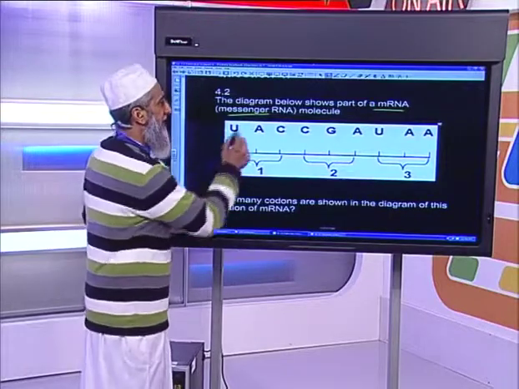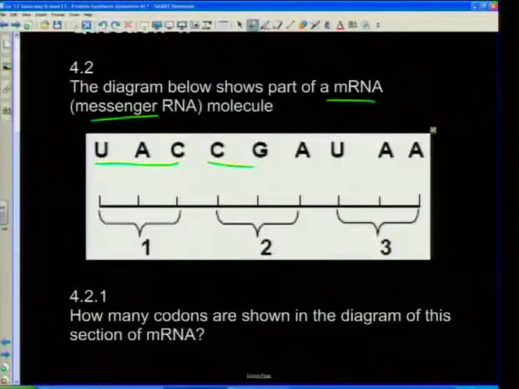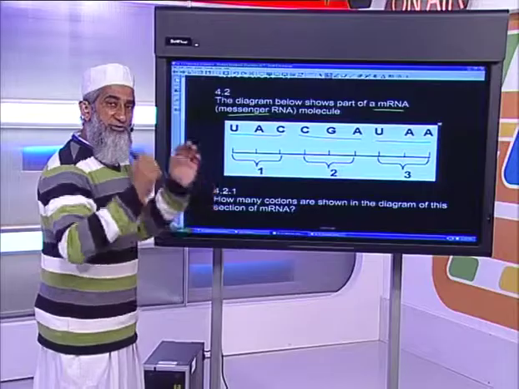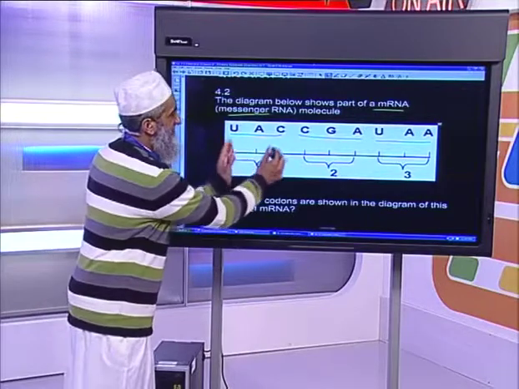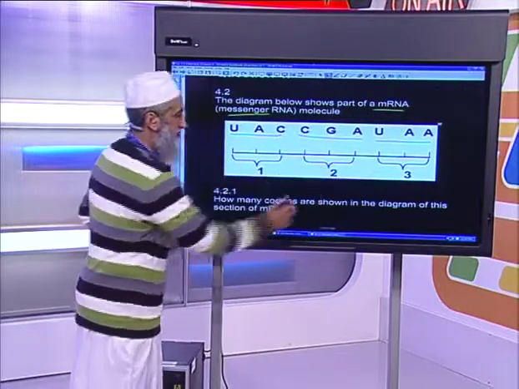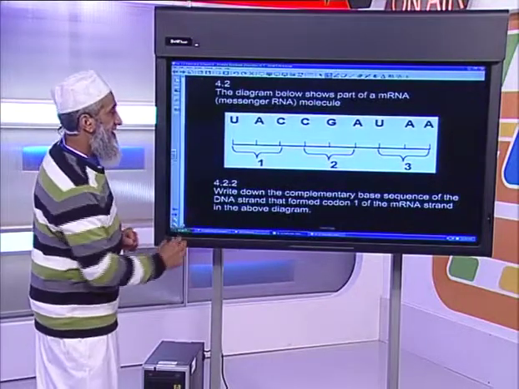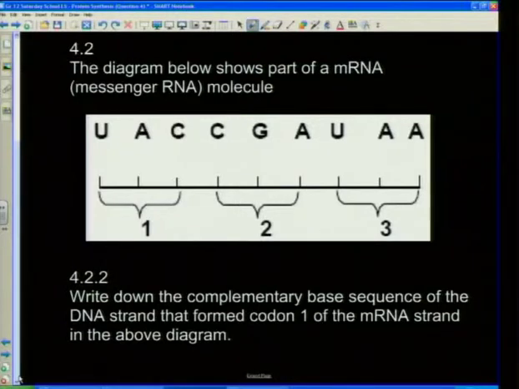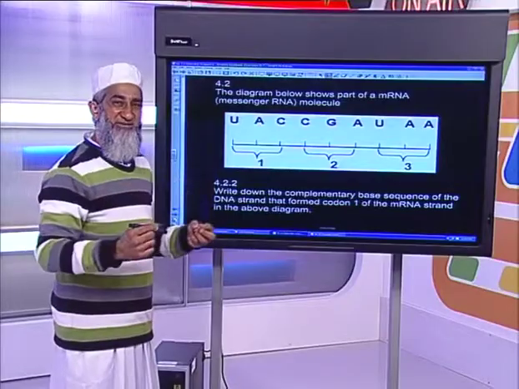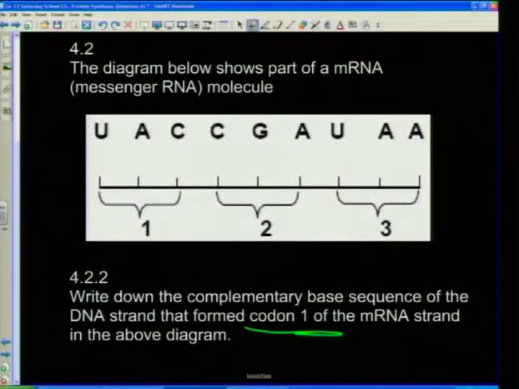Remember, the codons are made up of 3 nitrogenous bases, 3 nitrogenous base triplets. Keep that in your mind. Base triplets all the time. They'll always be in 3s. And every 3 is 1. And they've also indicated that for you in this diagram. Carrying on with this question. Write down the complementary base sequence of the DNA strand that formed codon 1 of the messenger RNA. And again, instructions, guys. They're asking you only for codon 1. So you go to codon 1. Where did it come from? From the DNA. The DNA that made this messenger RNA, what would have made it?